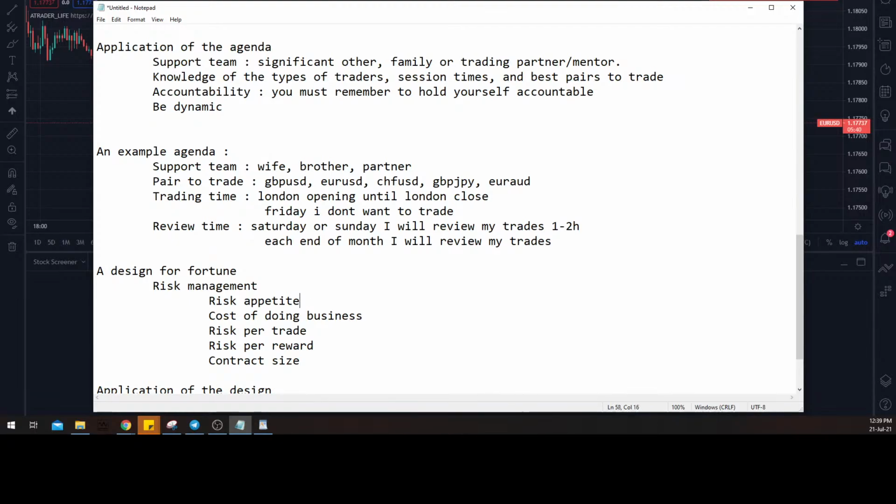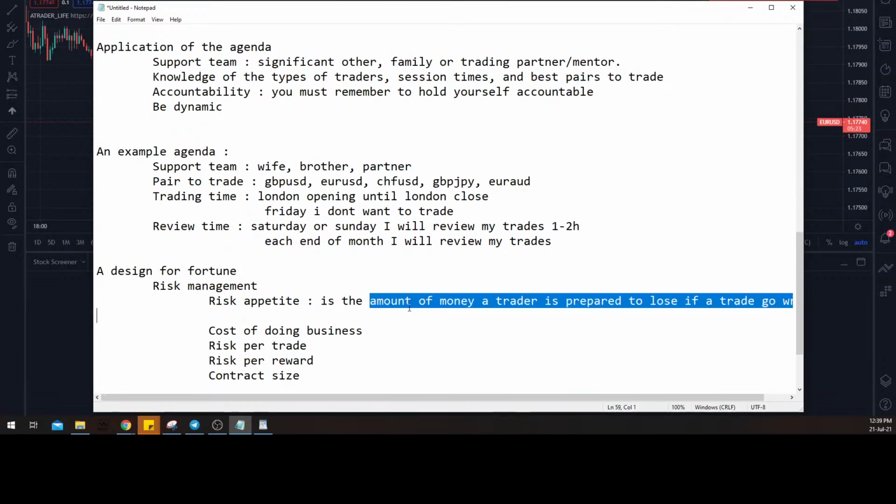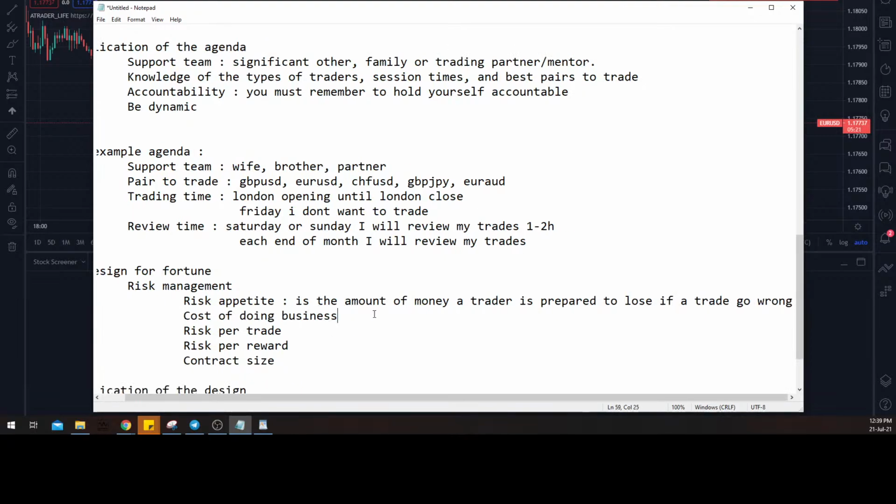So the risk appetite is the amount of money a trader is prepared to lose if a trade goes wrong. Like for example, initially I recommend 2%, 3%, maybe something like that.